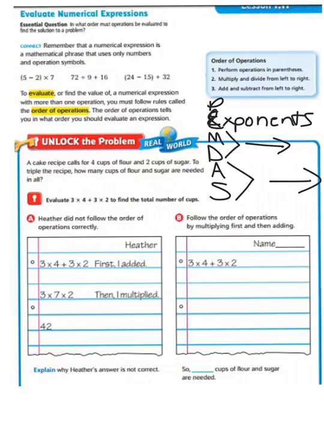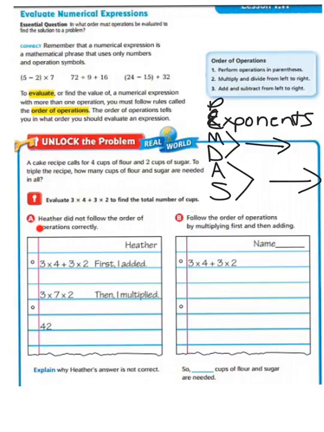So let's begin by taking a look at our word problem. It says a cake recipe calls for 4 cups of flour and 2 cups of sugar. To triple the recipe, how many cups of flour and sugar are needed in all? Well, first of all, we need to evaluate. We're going to think to ourselves 3 times 4 plus 3 times 2 to find the total number of cups.